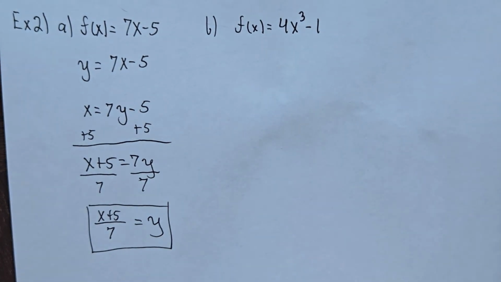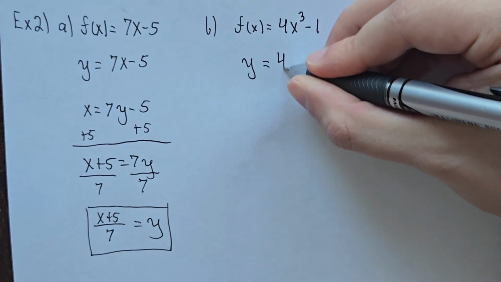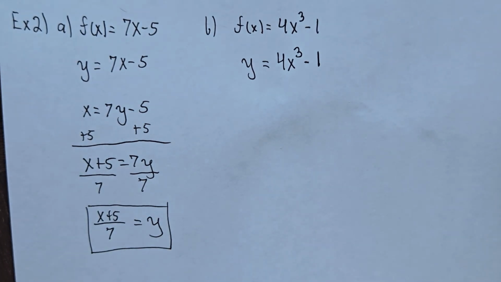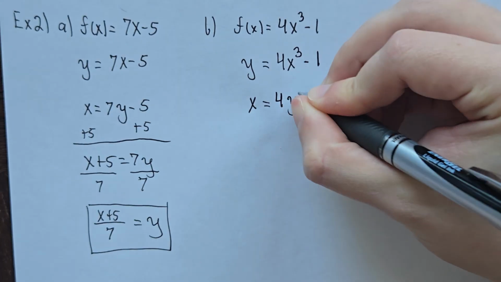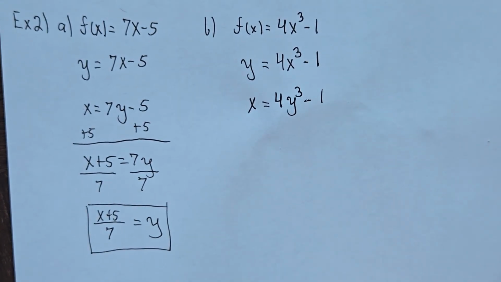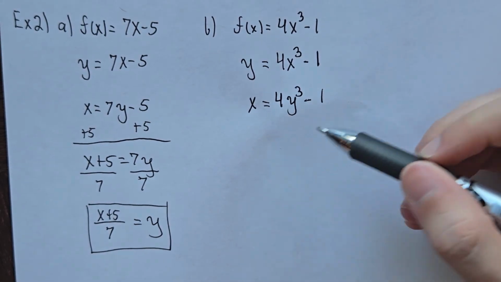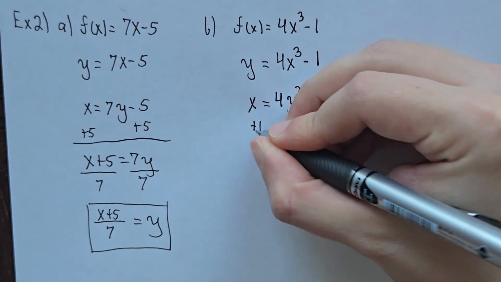We're going to treat this just like we did the other one. First, we'll say y is equal to 4x cubed minus 1. And then we can go ahead and swap x and y. So we'll have x is equal to 4y cubed minus 1. And then we need to solve this expression for y. Maybe I'll add 1 to both sides, kind of like we did last time. So plus 1, plus 1.